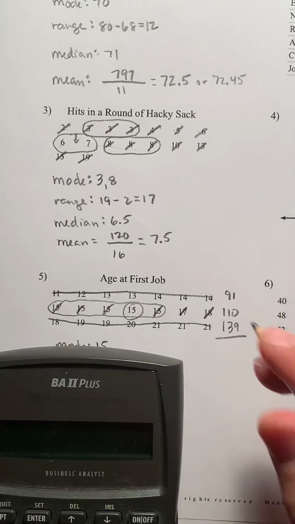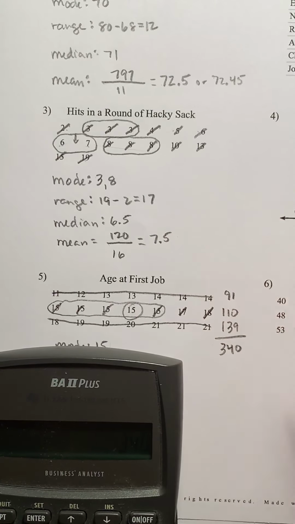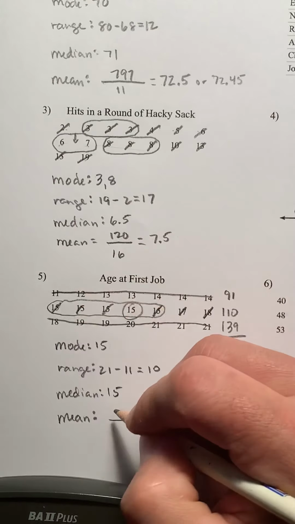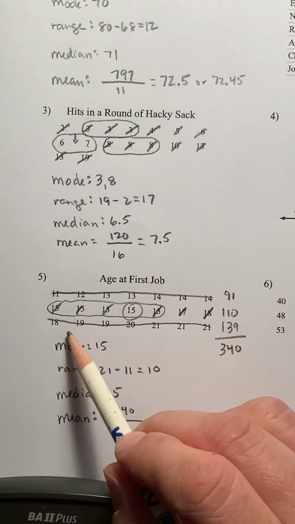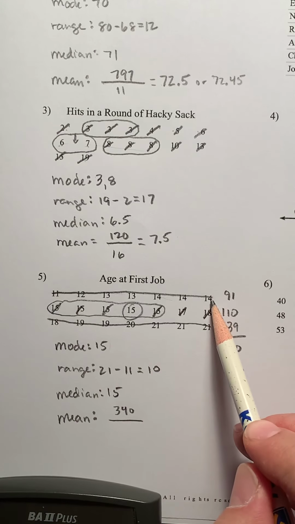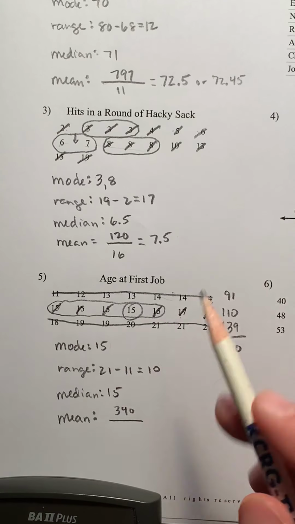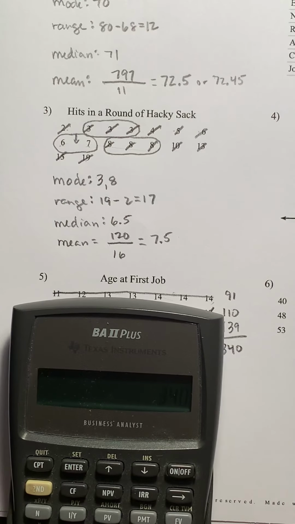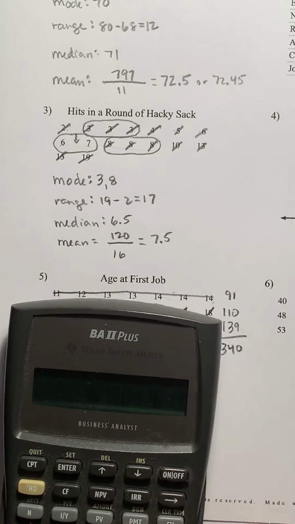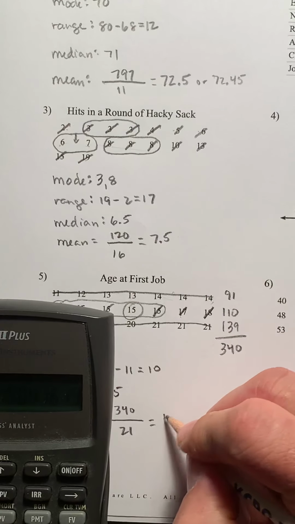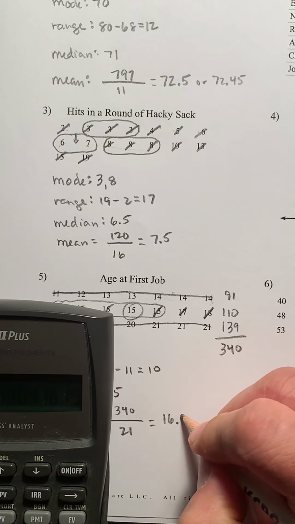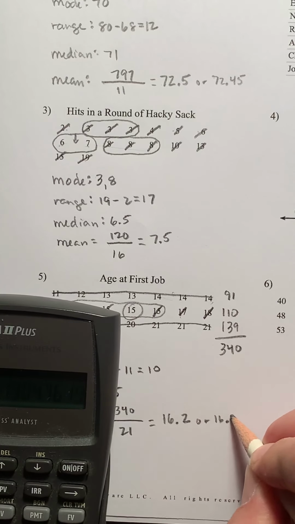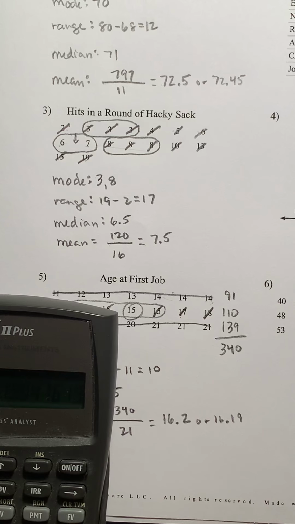So there are some workarounds you sometimes need to do. You've got 340. All right, now 340 is what they all add up to. Number of numbers, I got 7 in a row, 3 rows, total 21. So I'm going to go 340 divided by 21, and my answer ends up being 16.2 if you go to 1 decimal place, or 16.19 if you go to 2 decimal places.